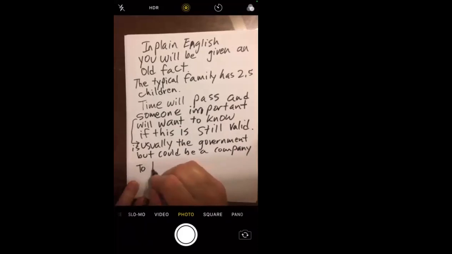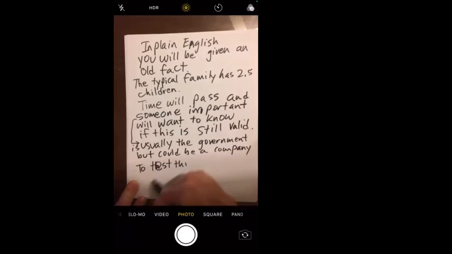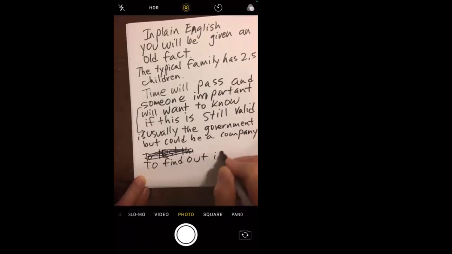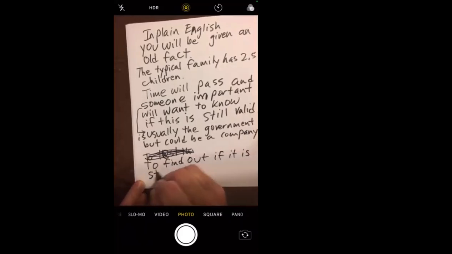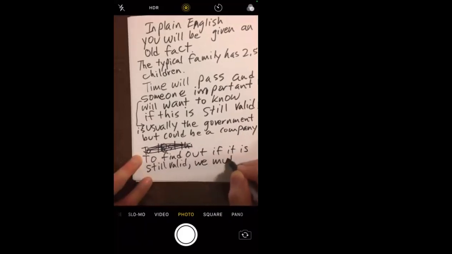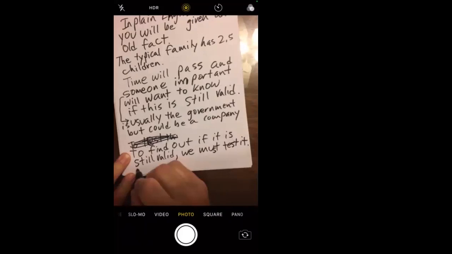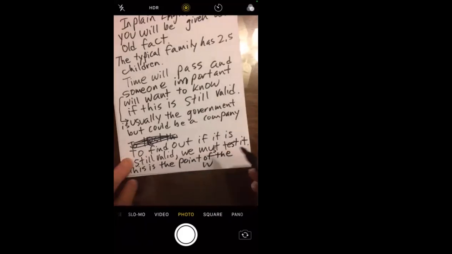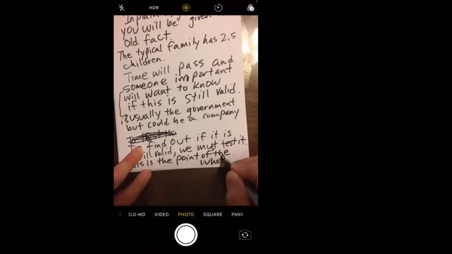So to find out if it's still valid, you must test it. This is the point of the whole chapter: we must test it.